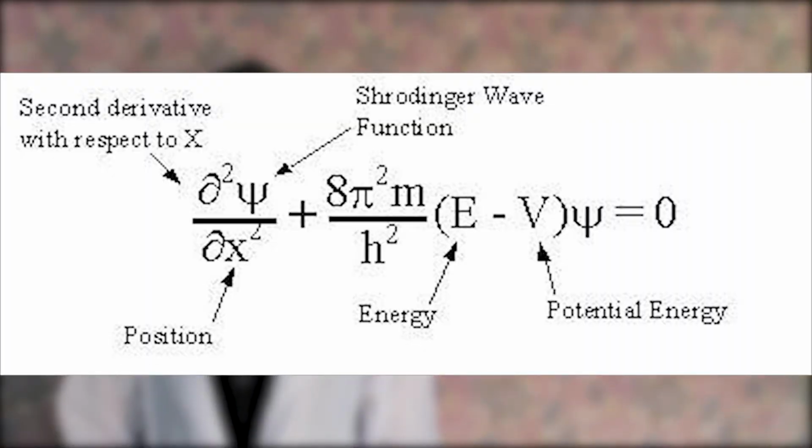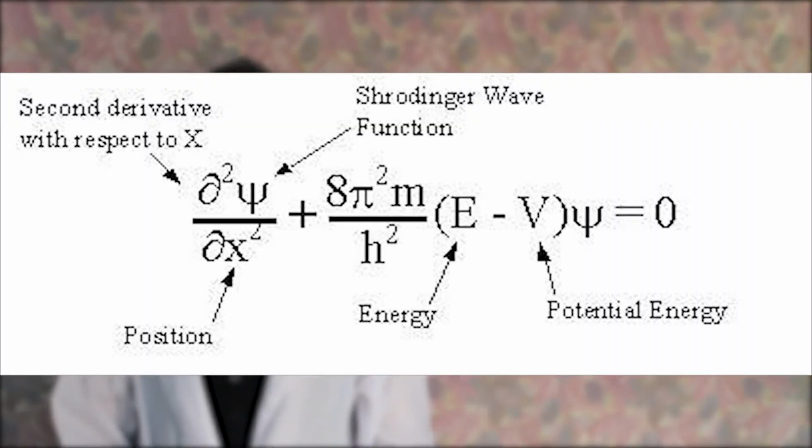The current model of the atom was proposed by Erwin Schrodinger, an Austrian physicist. In 1926, he took the Bohr atom model one step further. Schrodinger used mathematical equations to describe the likelihood of finding an electron in a certain position. This atomic model is known as the quantum mechanical model of the atom.